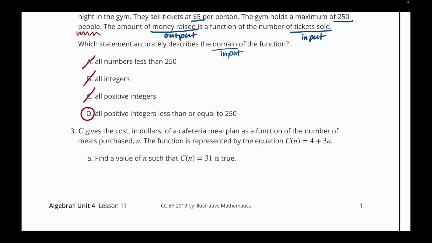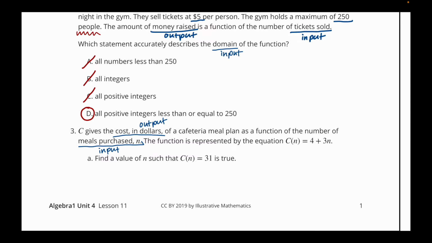Problem 3. We have C gives the cost in dollars of a cafeteria meal plan as a function of the number of meals purchased, N. So let's label some inputs and outputs here. Cost in dollars. If it's giving that, that's the output. And it as a function of the number of meals purchased, N, that is input. So now the function is represented by the equation C of n equals 4 plus 3n. We want to find a value of n such that C of n equals 31 is true.